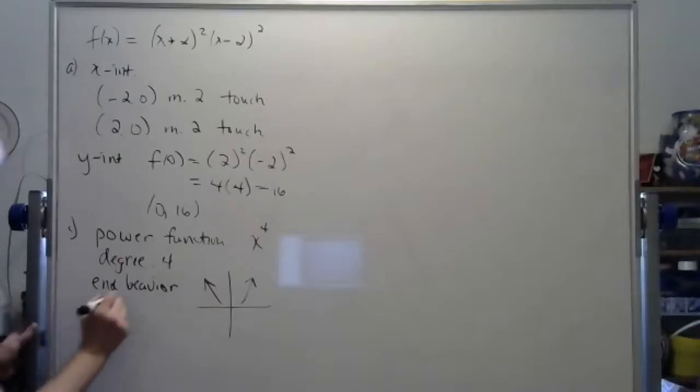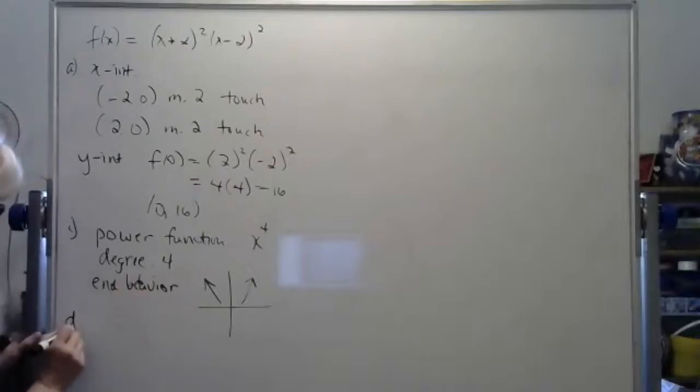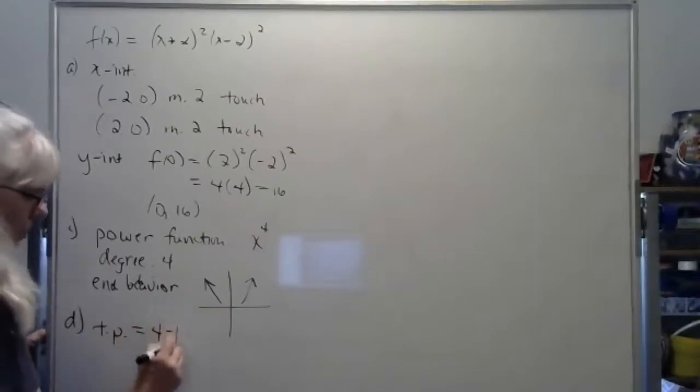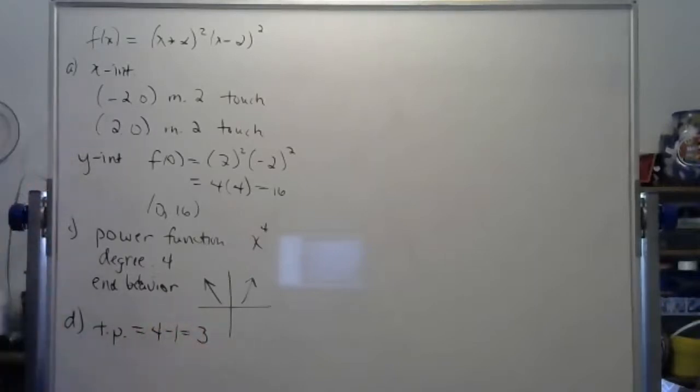I think that's the only sneaky point in there. Part D is asking for the maximum number of turning points. So again, the turning points is the degree of 4 minus 1, which is 3. So at most, it will change direction 3 times. It does not guarantee it, but at most, it will change direction 3 times.